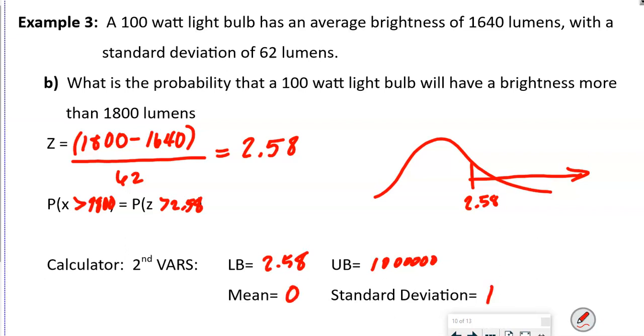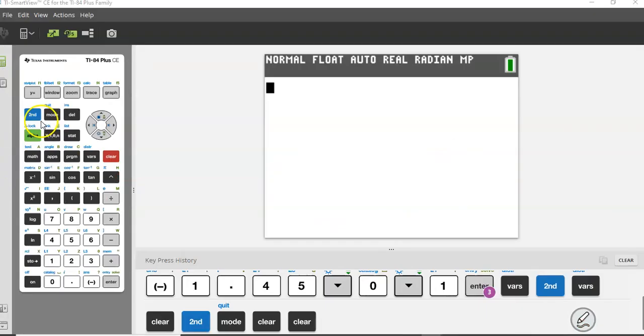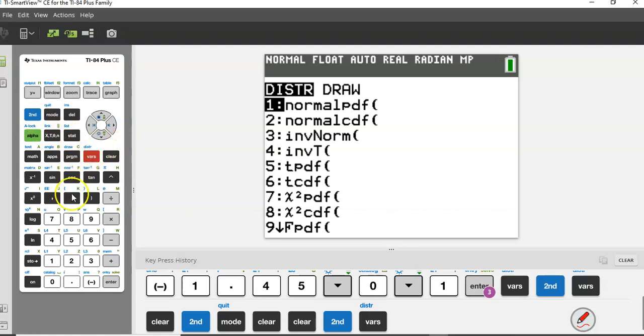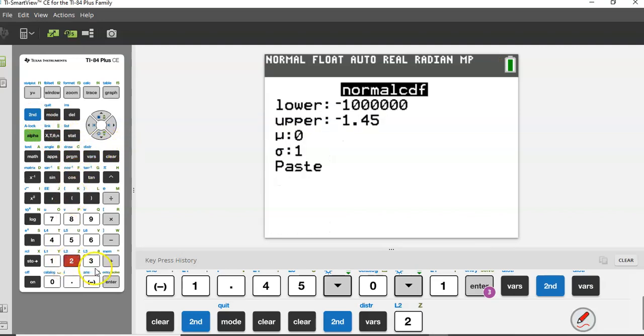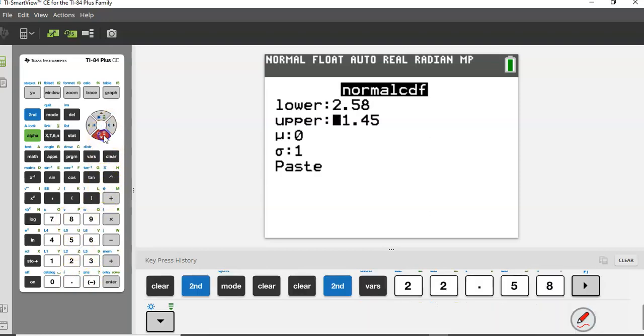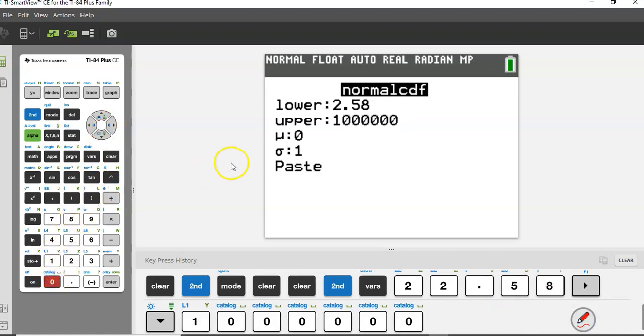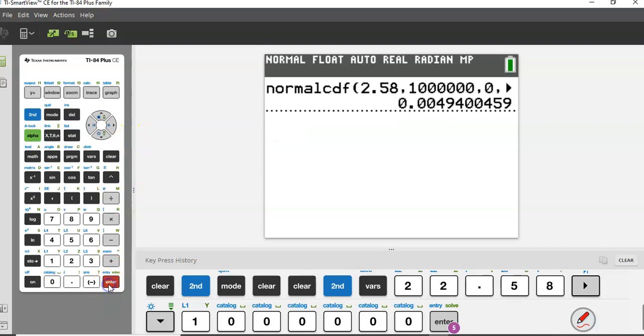So we're going to go back to our calculator and see what we get. So here again, we're choosing distribution, which is second vars. Going to go down to number 2 and enter. This time we have a lower bound of, we said, 2.58. Upper bound this time is going to be 1,000,000. So we're going to put 1,000,000 here: 1, 2, 3, 4, 5, 6. Mu is 0 and standard deviation is still 1. We're going to click enter, enter, enter till we get our value.